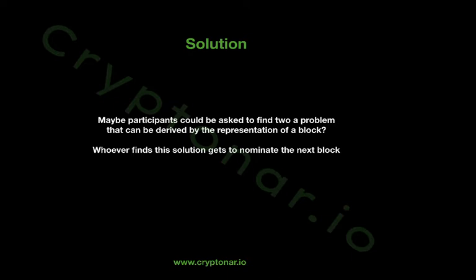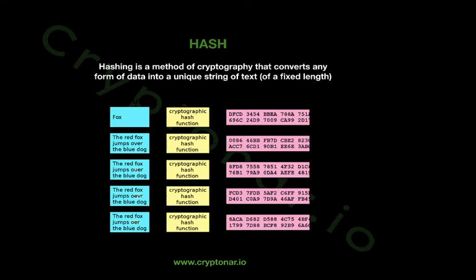And so, to recap, participants could be asked to find a solution to a problem that represents the block of transactions. Why? Because at the end we still need to validate transactions. So it's good that these resources are spent in order to arrive at a solution that reflects what is being said in the block, because if not, it doesn't make any sense. So whoever finds this solution would nominate the next block.